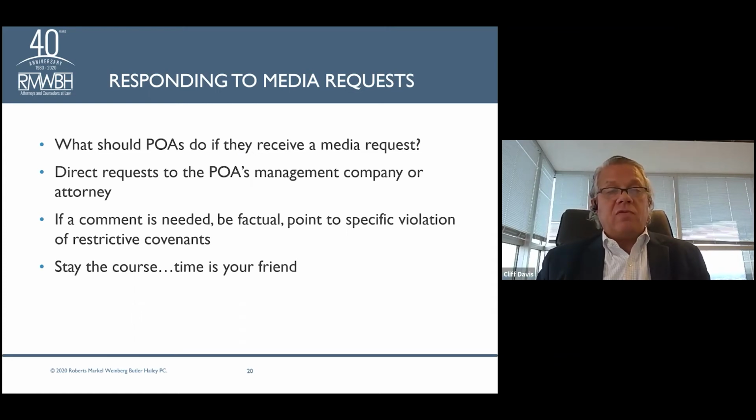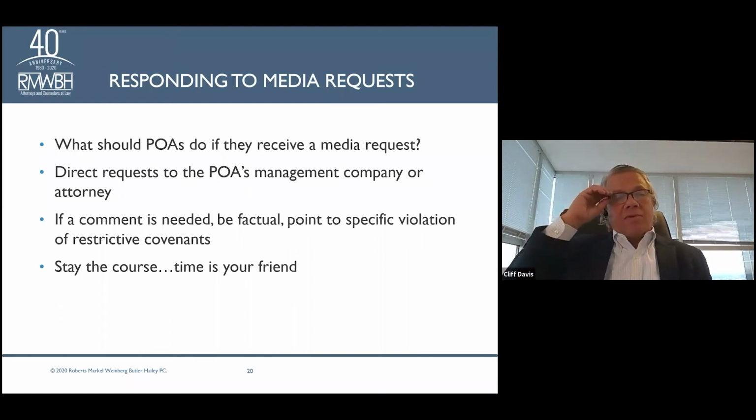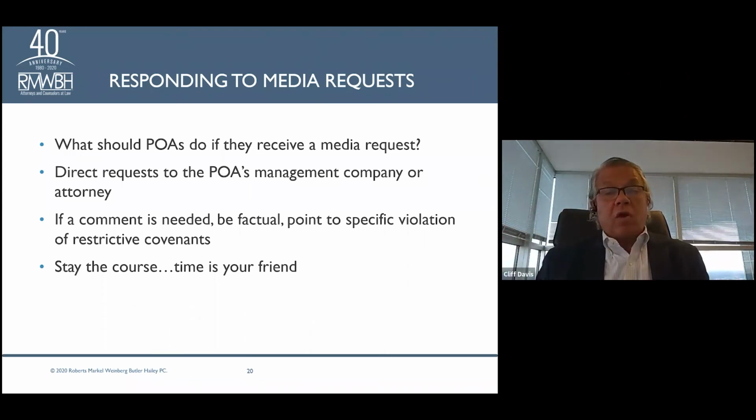But in some cases, you can't avoid social media disputes. You can't avoid people calling the media and giving the media incorrect information. And a lot of the mistakes I see boards make is that they become defensive too quickly, or they become defensive at all, when really all it takes is a measured response to that.